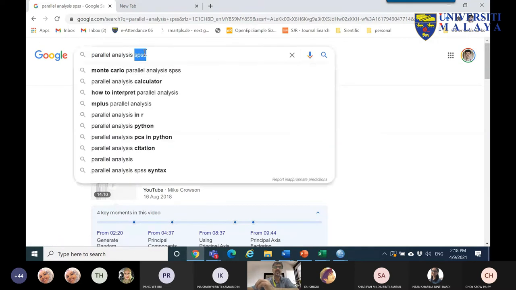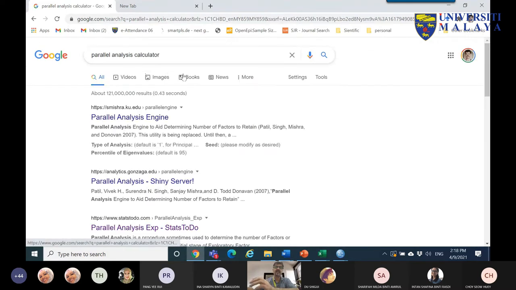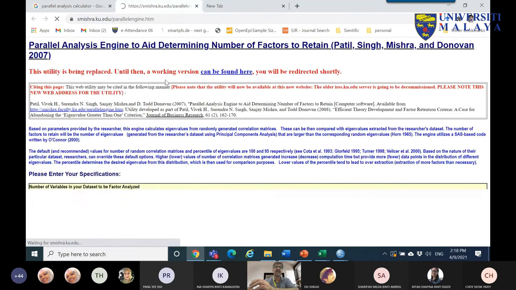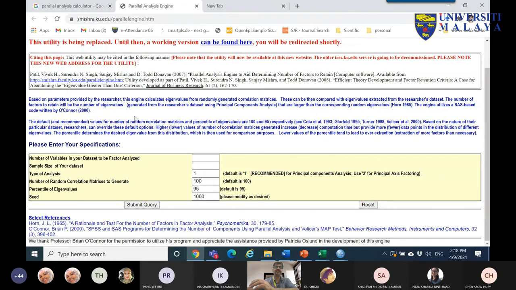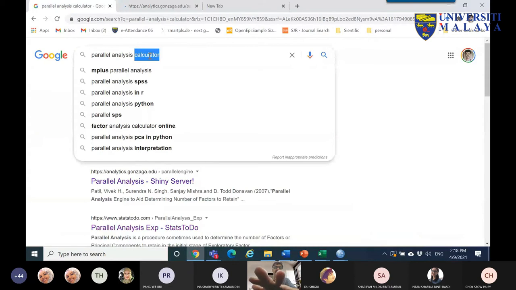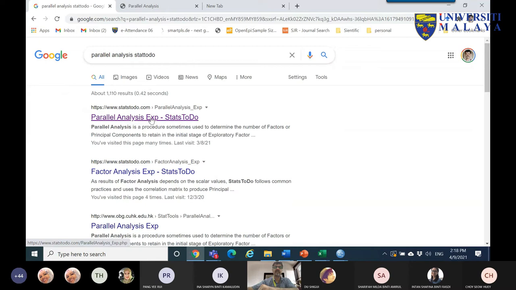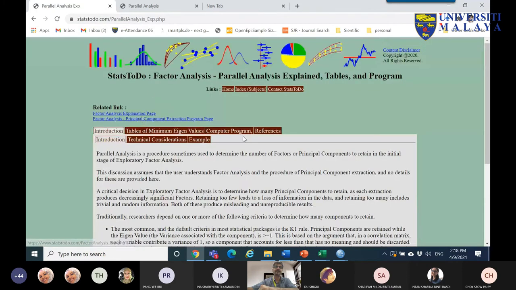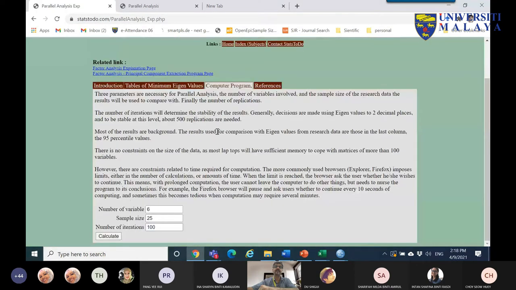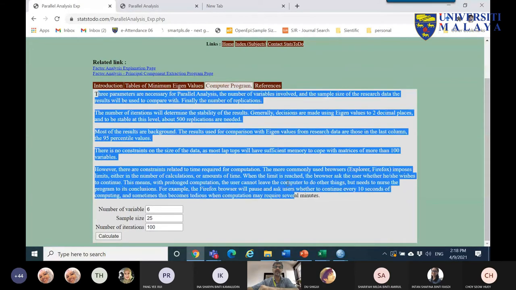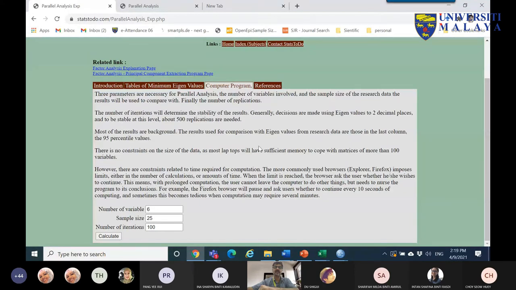The best and easiest way to do it, even if you search, there is other software that provides this parallel analysis. But the one that I always use is StatToDo. Yesterday we discussed StatToDo. If you go to StatToDo parallel analysis, under computer program, this is the explanation. And as I mentioned, it works based on data simulation.